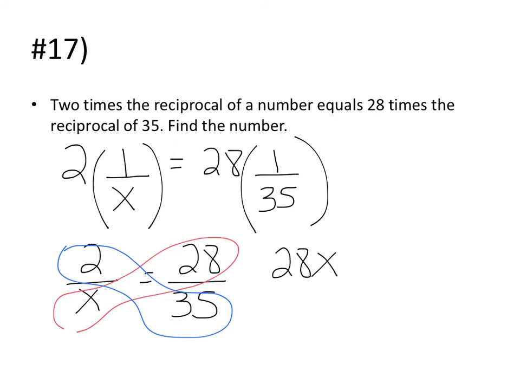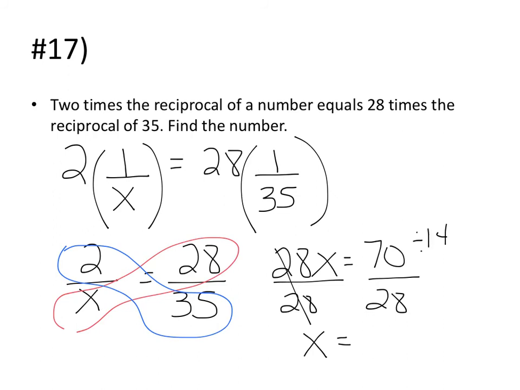So that gives me 28x equals 70. Divide both sides by 28. You get x is equal to 70 over 28, but that can be reduced. So let's see, what are they both divisible by? They're both divisible by 14. Let's see if I'm right. 70 divided by 14 is 5. 28 divided by 14 is 2. So when you reduce, x is 5 halves.